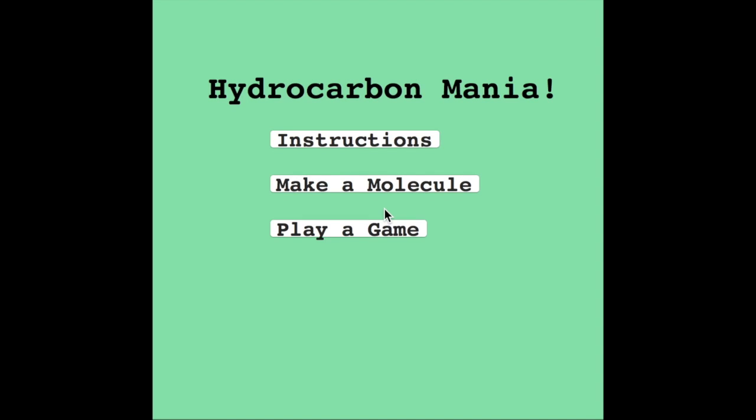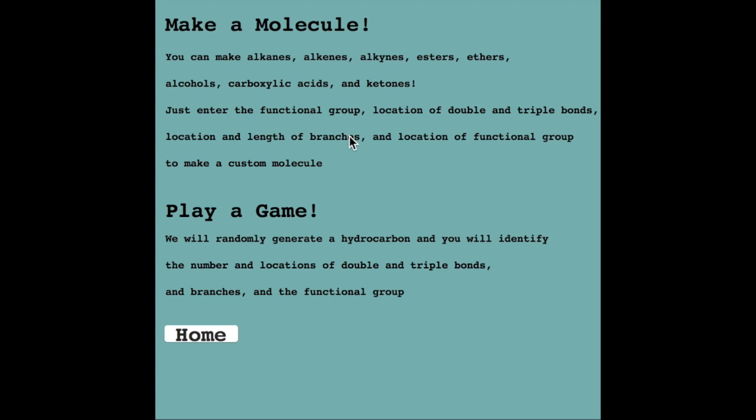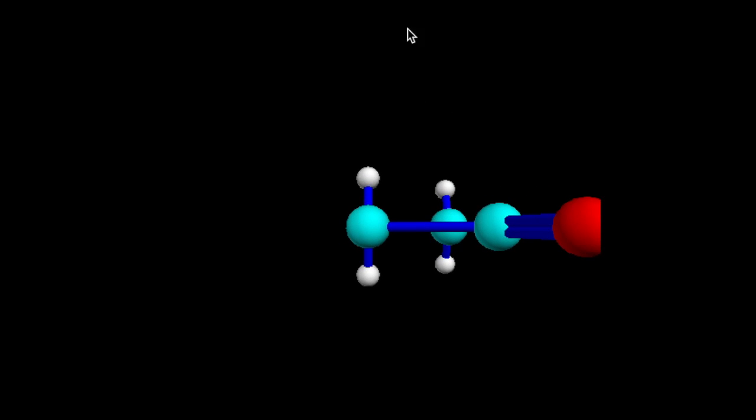So my project is called Hydrocarbon Mania, and basically it's a program that you can either make a molecule or you can use a study tool and guess a molecule. So first we're going to guess a molecule, and it randomly generates one.